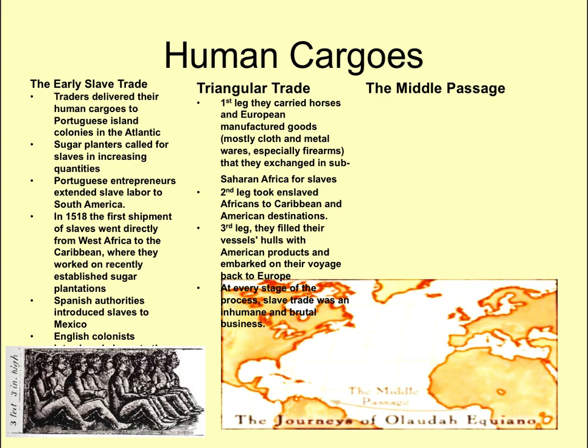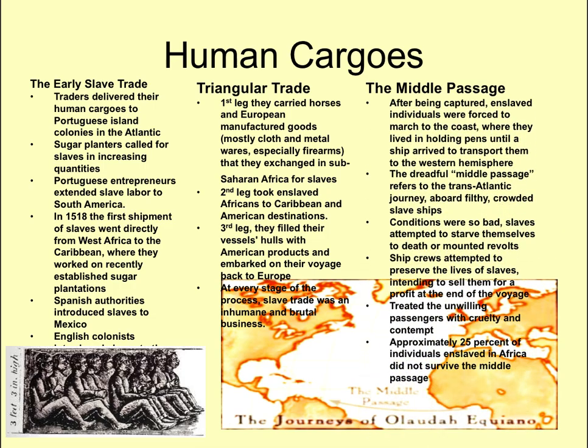So the triangular trade: the first leg, they carried horses and European manufactured goods to the Saharan Africans, which we already talked about, in exchange for slaves. The second leg took enslaved Africans to the Caribbean and American destinations, and then the third leg they filled the vessels' hulls with American products and embarked on their voyage back to Europe. So the main thing is that you know what was going where. Okay? Just keep that in mind.